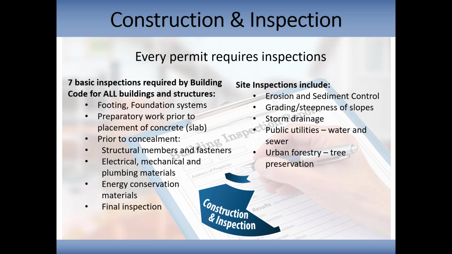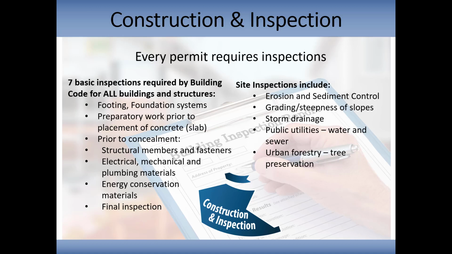The four major systems under which inspections are performed are the building inspection, electrical inspection, plumbing inspection, and the mechanical and HVAC inspection. The 7 basic inspections that are required by building code for all buildings and structures are the footing, foundation systems, preparatory work prior to placement of concrete, structural members and fasteners prior to concealment, electrical, mechanical, and plumbing materials prior to concealment, energy conservation materials prior to concealment, then final inspection.